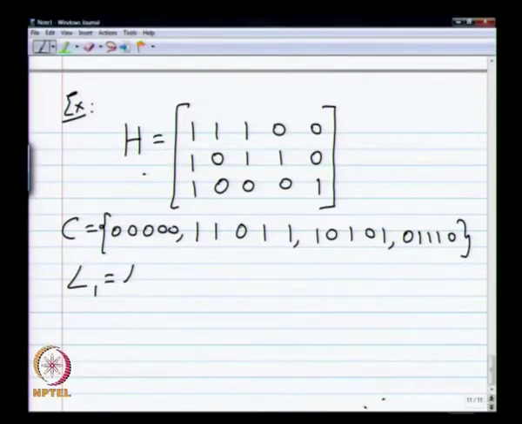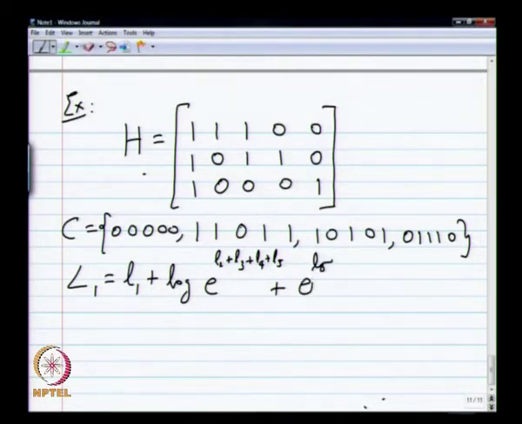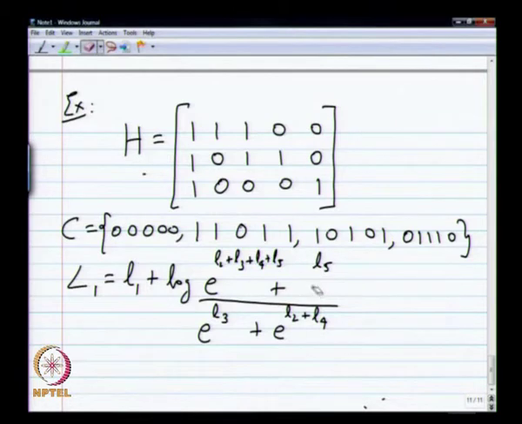So L1 is quite simple here: small l1 plus log of e power L2 plus L3 plus L4 plus L5, plus you will have only one other term which will be e power L5. Am I right? And then in the denominator you are going to have e power L3 plus e power L2 plus L4. By now I think enough people must be getting enough experience with writing these expressions down. It's quite easy, right? It's not very difficult. Just look at it and you can write it down.